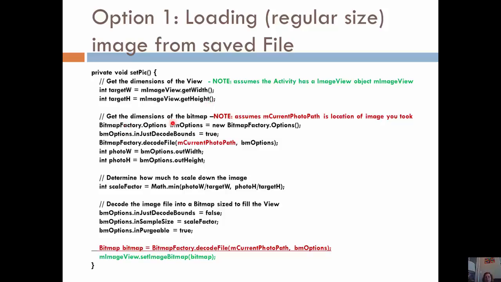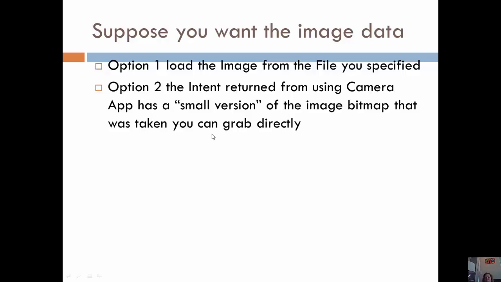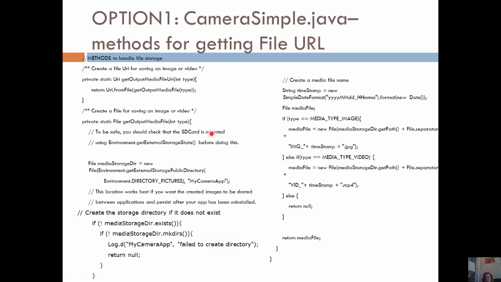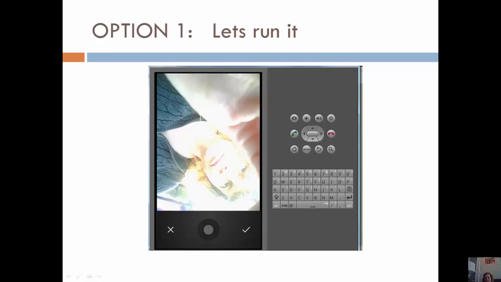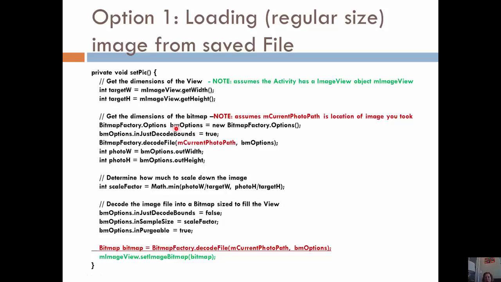Okay, so we're going to get the dimensions of the bitmap, and this assumes that the mCurrentPhotoPath is the location of the image that you took. Okay, and you could build that out, that name, from saving it as a class variable, for example, right here. So when you're returning the media file, you can save it as a class variable called mCurrentPhotoPath.